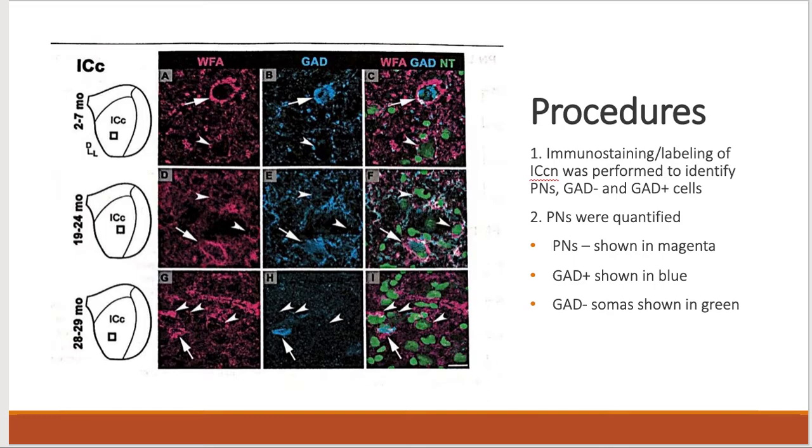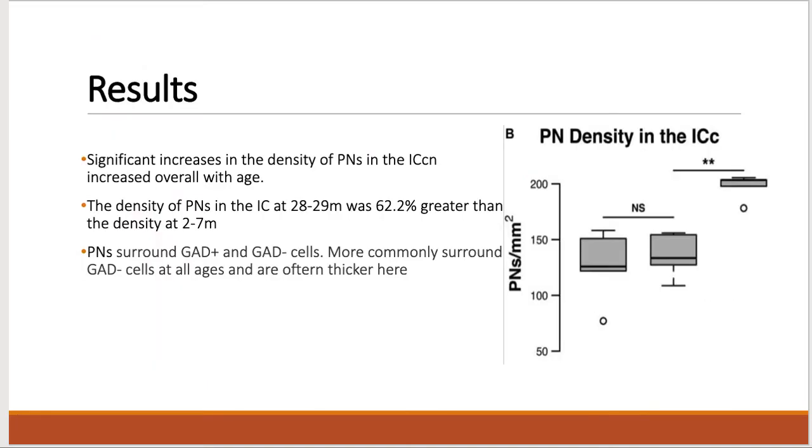of a problem. And these arrows here represent PN surrounding GAD plus cells, and the arrowheads that we see here, here, here, they represent PN surrounding the GAD minus cells. So what are our findings? This graph is a visual representation of our findings.